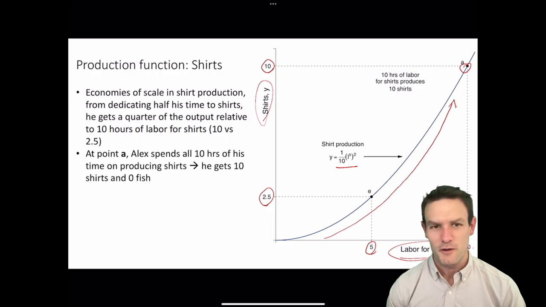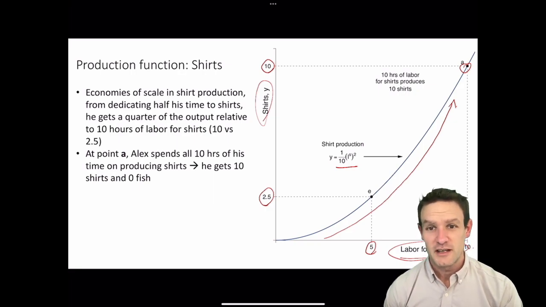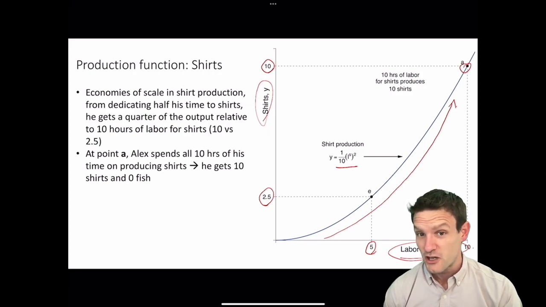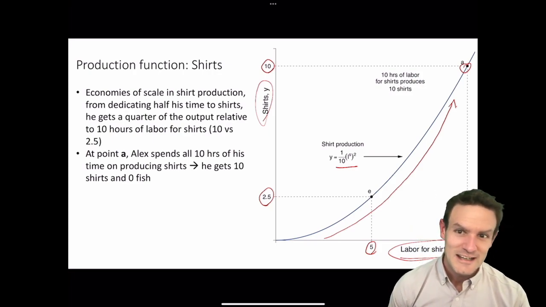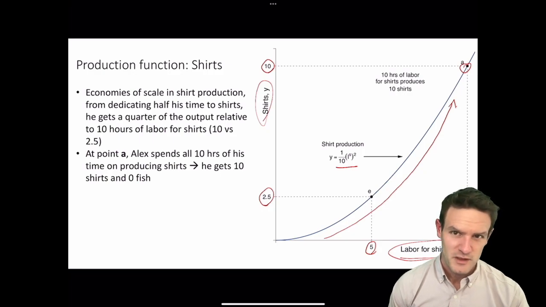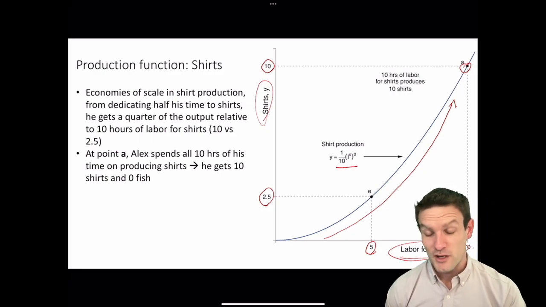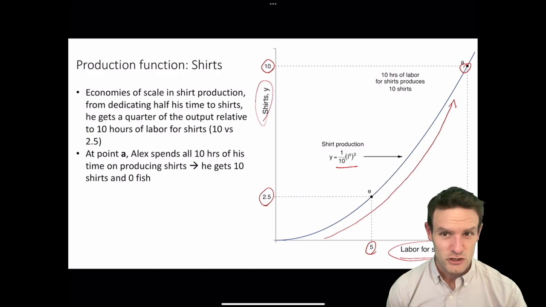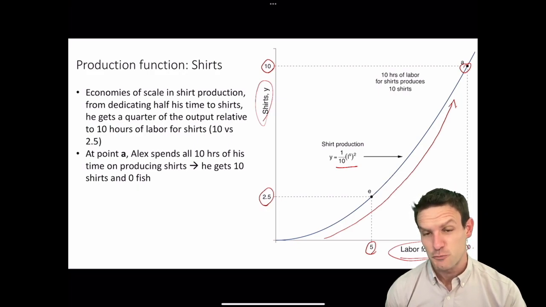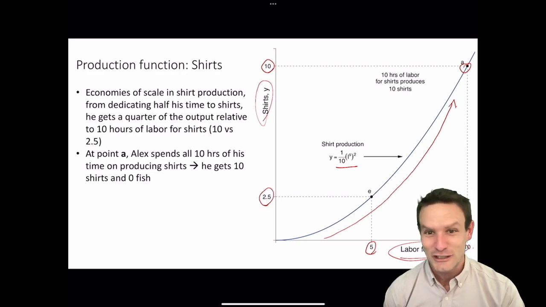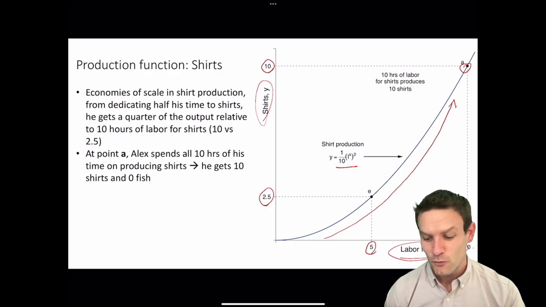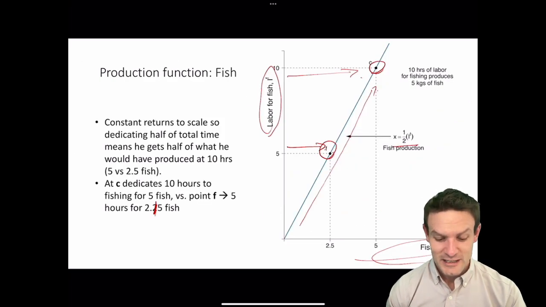If he dedicates half his time to shirts, he gets a quarter of the output relative to 10 hours of labor for shirts, 2.5 versus 10. So at point A, Alex spends all his time on producing shirts, so he gets 10 shirts and 0 fish. If he produced at point E, he would get 2.5 shirts. He would have 5 hours left for spending on fish catching. And then he would get how many? Well, if we go back, we can see he would have gotten 2.5 fish.